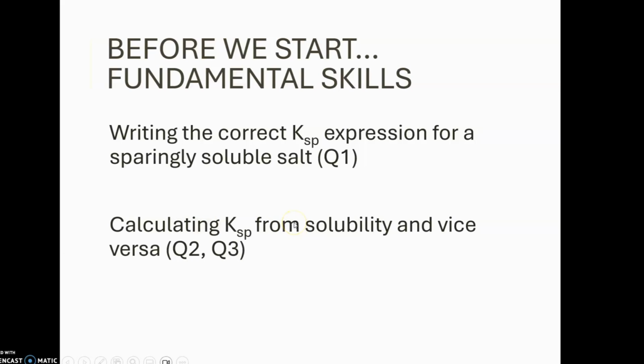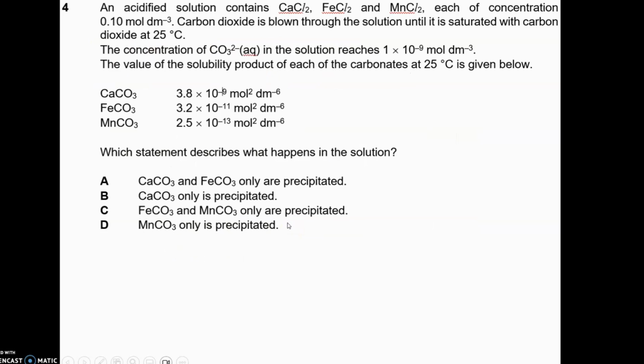So now let's look at question 4. We have an acidified solution which contains 3 salts, calcium chloride, iron 2 chloride, and manganese 2 chloride, each of concentration 0.1 mole per dm cube. We bubble carbon dioxide into the solution until it becomes saturated with carbon dioxide, and eventually there is a carbonate ion concentration of 1 times 10 to the power of negative 9 mole per dm cube.